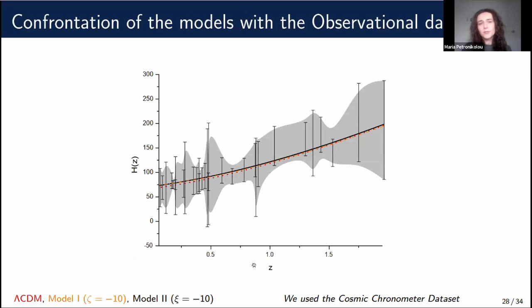Finally, we confronted our models with observational data. Specifically, we chose, again, the cosmic chronometer dataset, and we plot the Hubble rate as a function of the redshift. Again, we see that our models are in agreement with the observations of the cosmic chronometer dataset and obtain the observed cosmological behavior, leading also to an H0 value higher than that of the ΛCDM and potentially alleviating the H-knot tension.